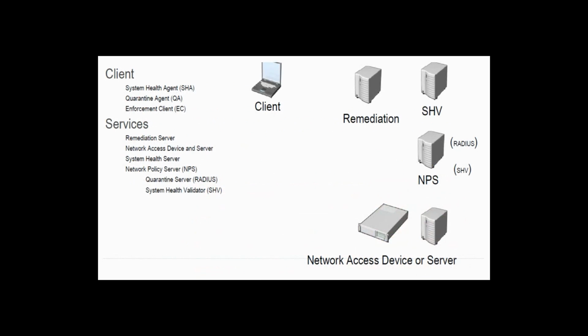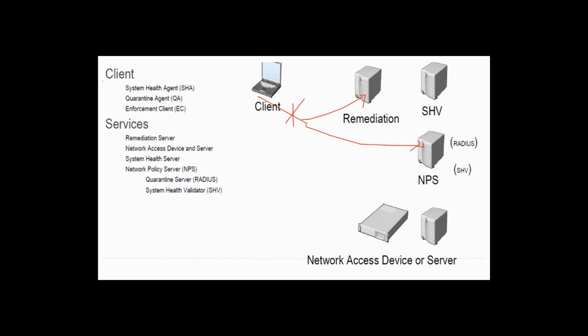Again, here's the client, and we have the system health agent. If that system health agent passes the network enforcement point, then it can be forwarded to the network server. If that NAP-supporting client does not pass the health check, it can be forwarded to remediation, and otherwise it will be rejected from any kind of access to the network.